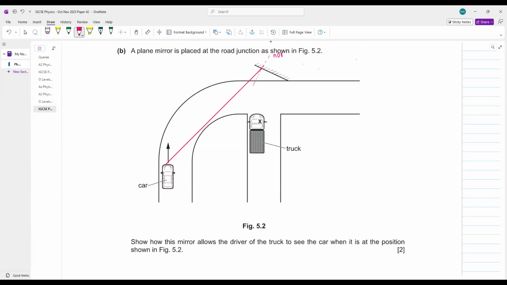Yeah, this is your normal. This is your incident ray. How will your angle of reflection be? Like this. This is your angle of reflection, R. This is your ray diagram. So this is how you can see the car in the mirror. Simple.